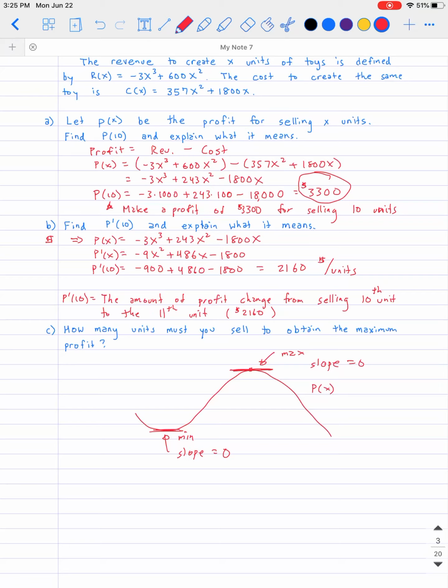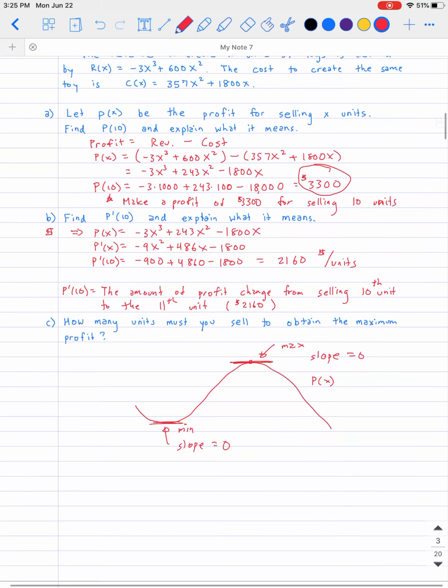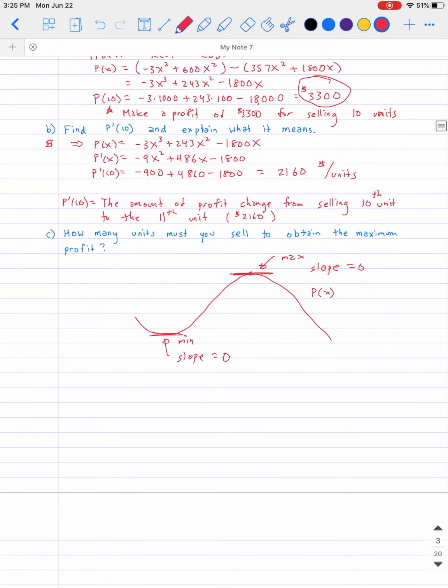Now, if you're wondering whether that allows us to solve for the maximum or for the minimum, we can just plug it back into the original equation to figure out which one is which. So let's go ahead and run through the procedure so you can see what I'm talking about first.